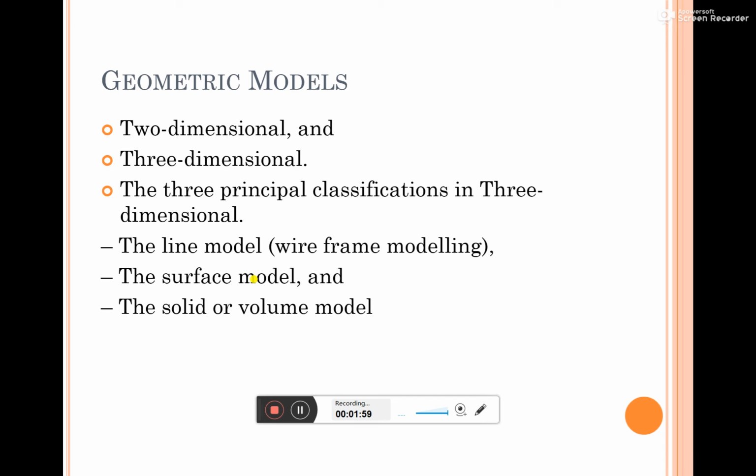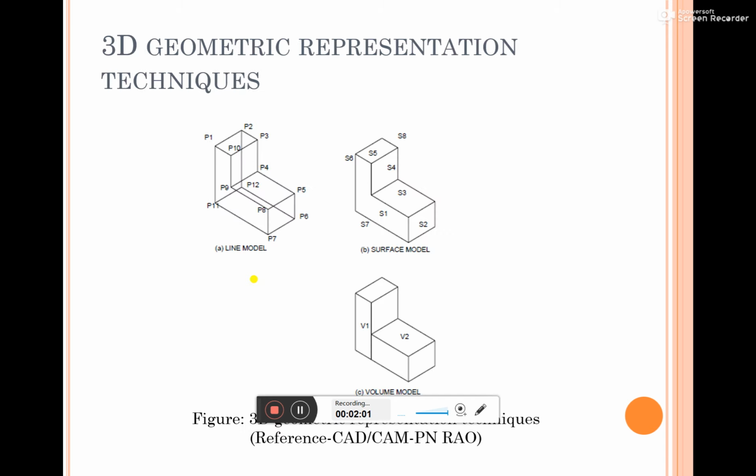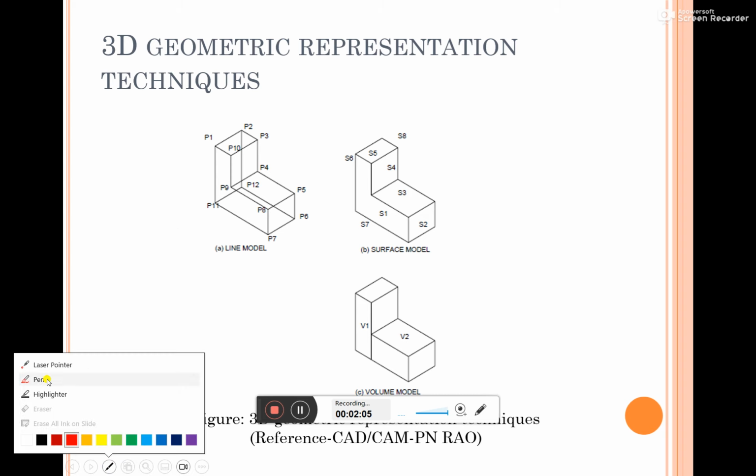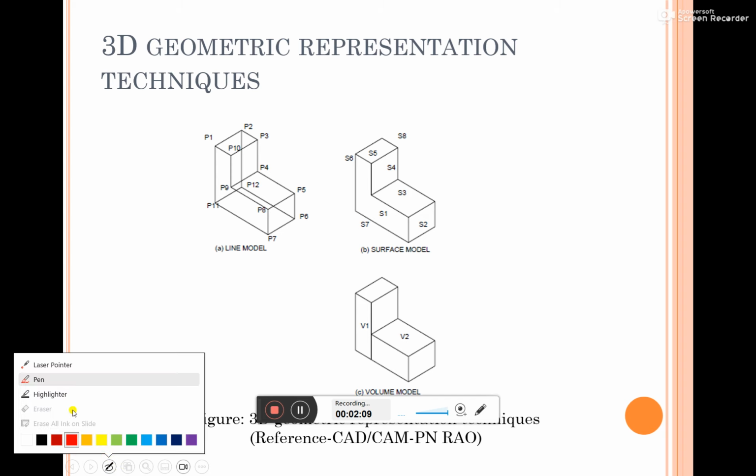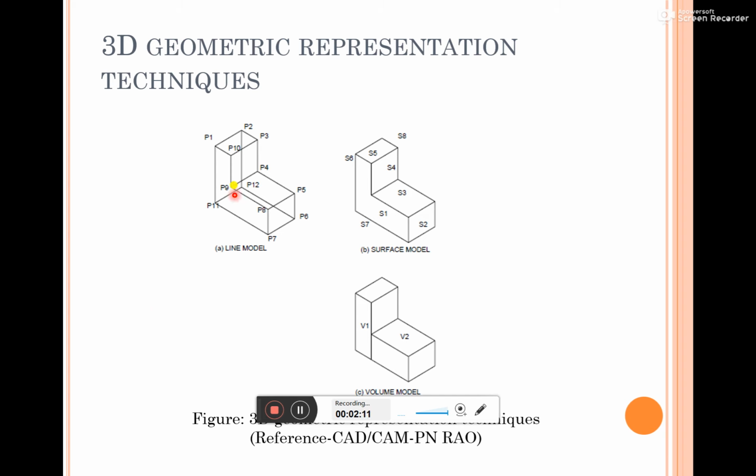This is one of the examples. You can see how we can represent this particular line model. I already mentioned that 3D modeling can be done by using the line modeling method, surface modeling, or solid modeling or volume model.